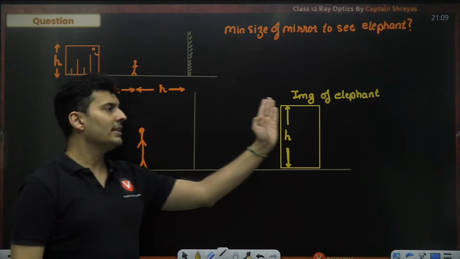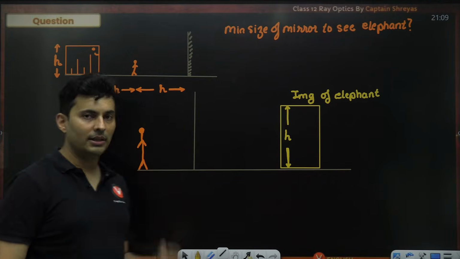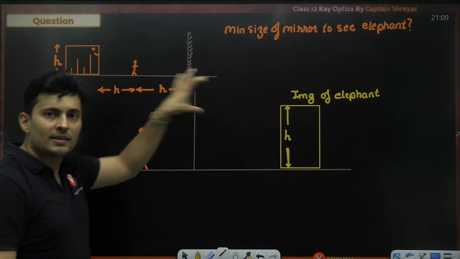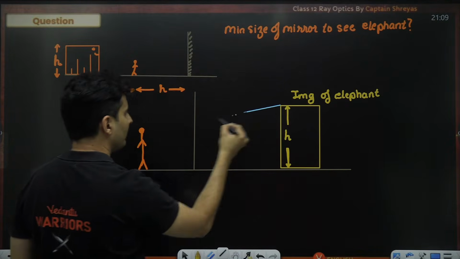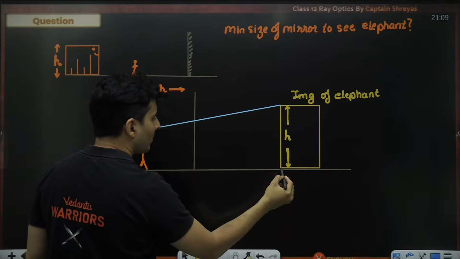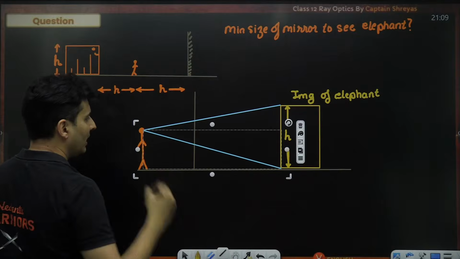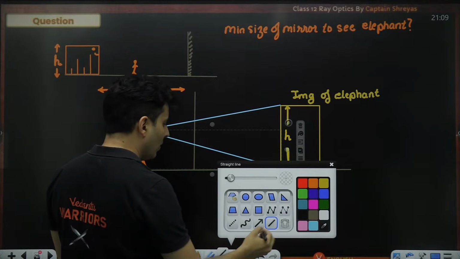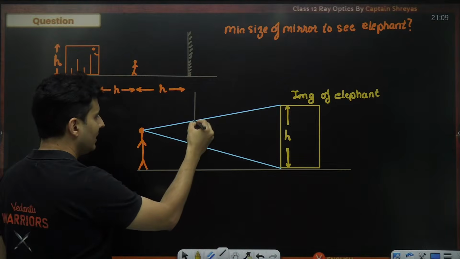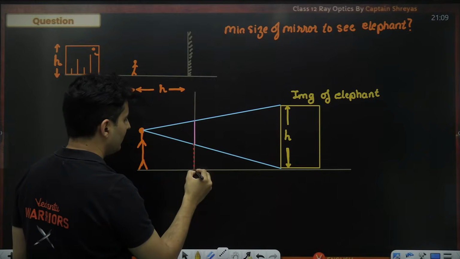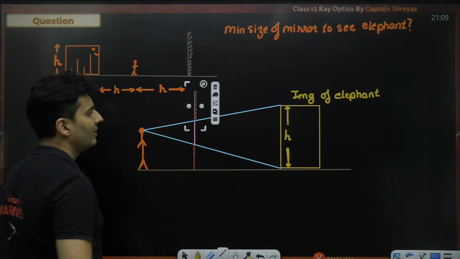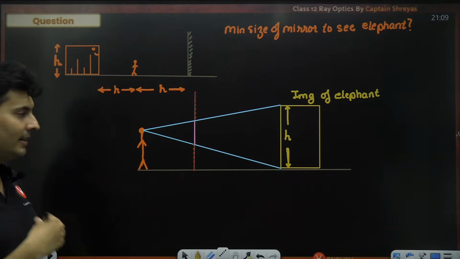If you want to see the elephant in the virtual world, the rays should finally enter my eye. So let me show the extreme rays from the top entering my eye and from the toe also entering my eye. It is now very obvious how much mirror is needed. It is obviously this much. The remaining part of the mirror, like this one over here and this one over here, is obviously not needed.